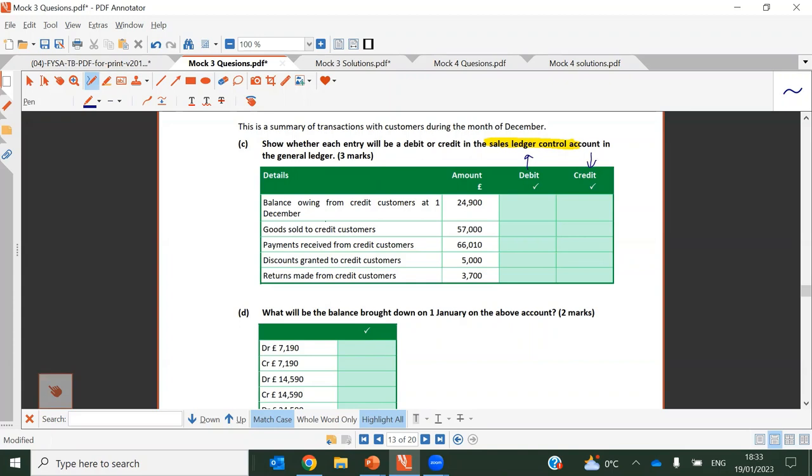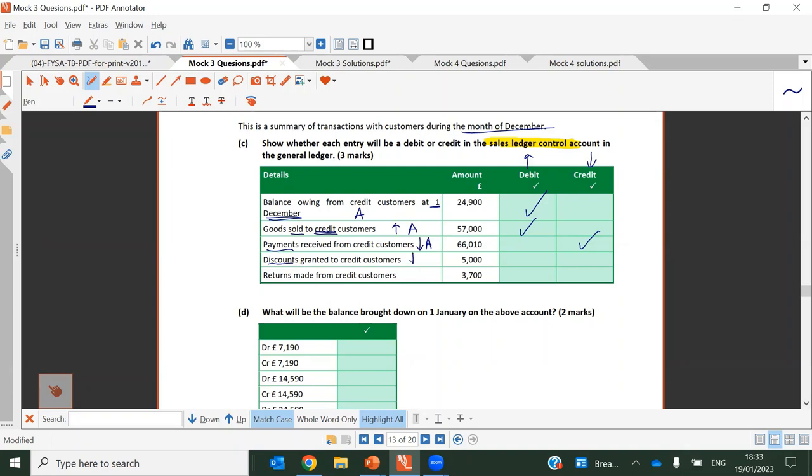So starting with this balance brought forward at the beginning of the month of December, we are owed £24,900. This is an asset, so therefore a debit. We then sell some more goods on credit, so people owe us the money. This is increasing the asset. So again, a debit. Some of our customers then pay us. Of course, they don't expect to have to pay us twice for the same thing. So once they've paid us, this will reduce the amount of money we can collect in, reduce our asset with a credit.